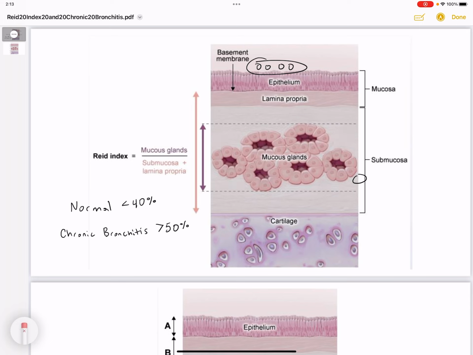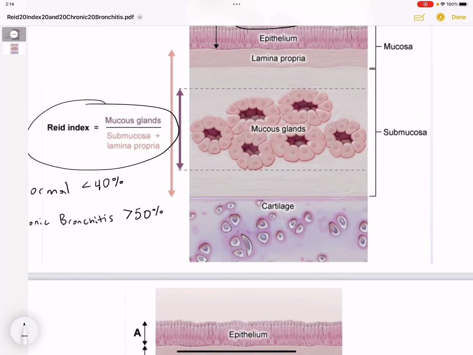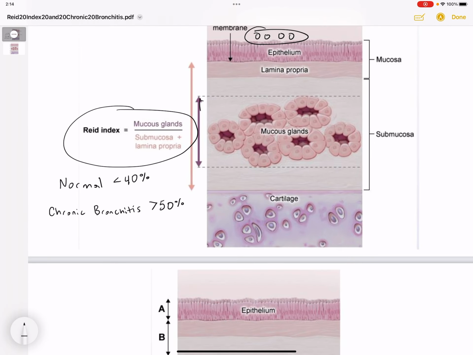So in this equation, what we see is these mucus glands. We're going to be measuring the size of these mucus glands compared to the submucosa and the lamina propria. In normal people, the Reid index is going to be less than 40%, but with chronic bronchitis, what we're going to see is greater than 50%.